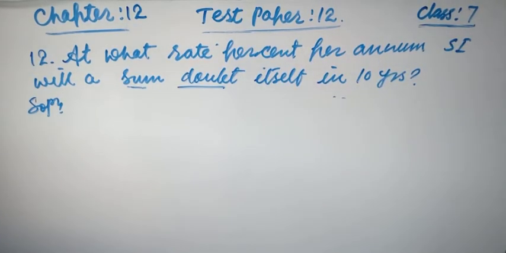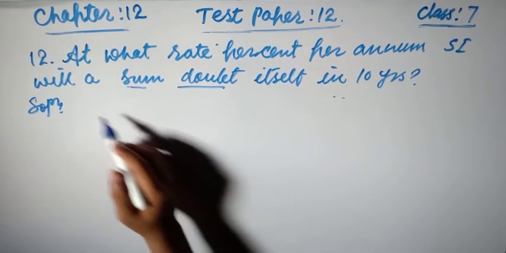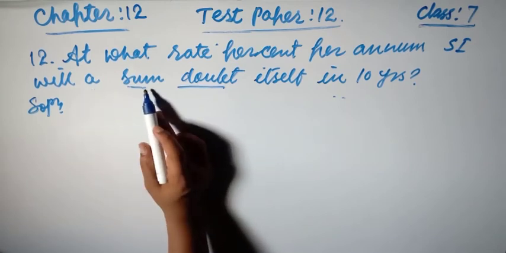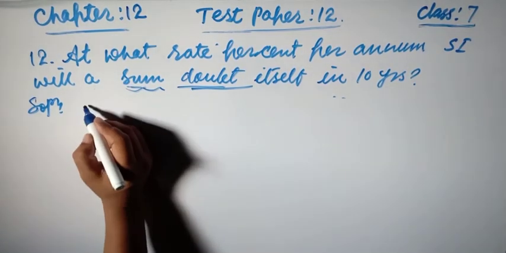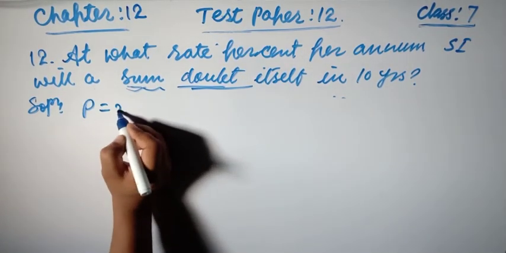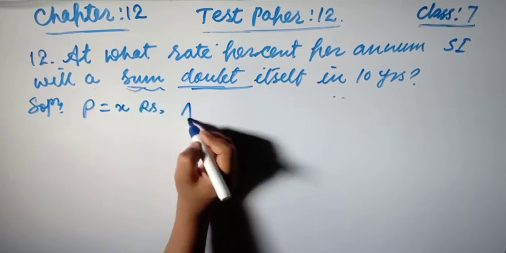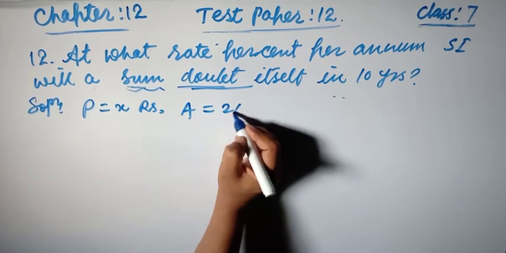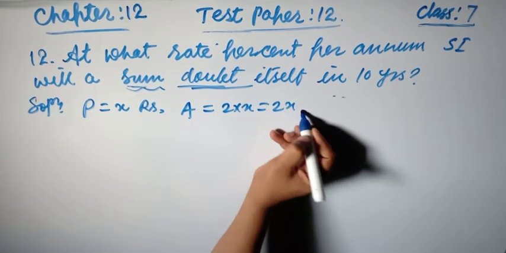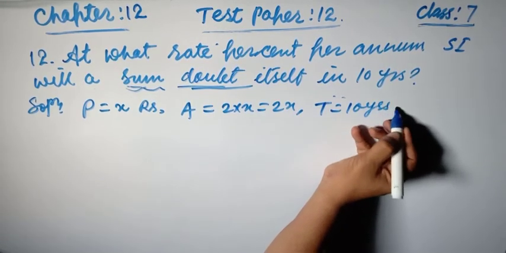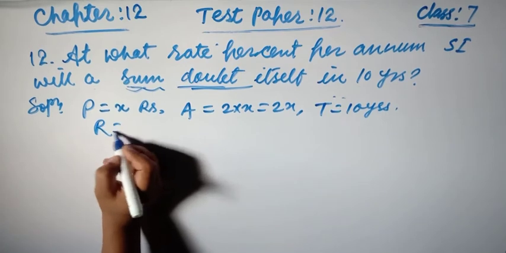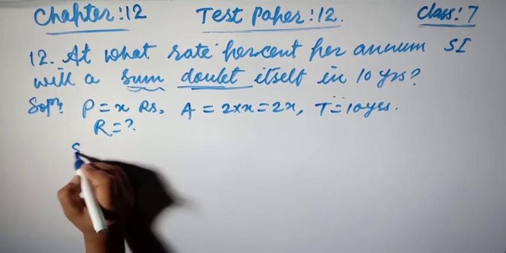At what rate percent per annum will simple interest make the sum double itself? So now friends, first P is equal to sum is equal to X rupees. Now A is equal to sum doubled, 2 into X is equal to 2X, and now the time is given, 10 years. Okay, and we have to find R is equal to what.